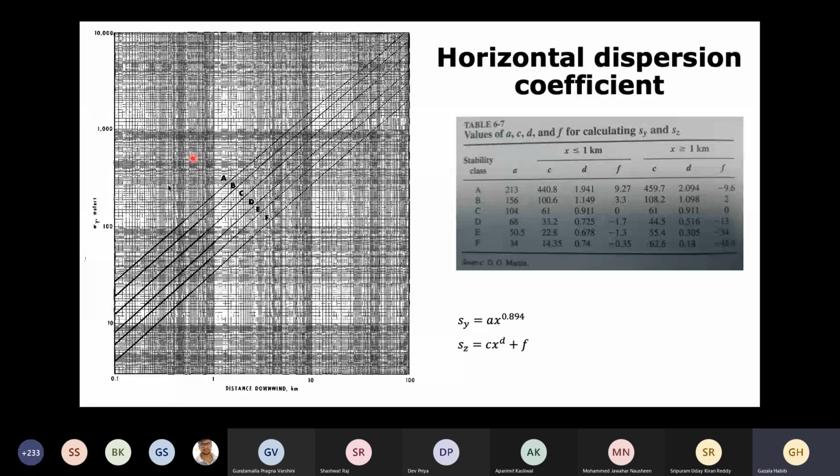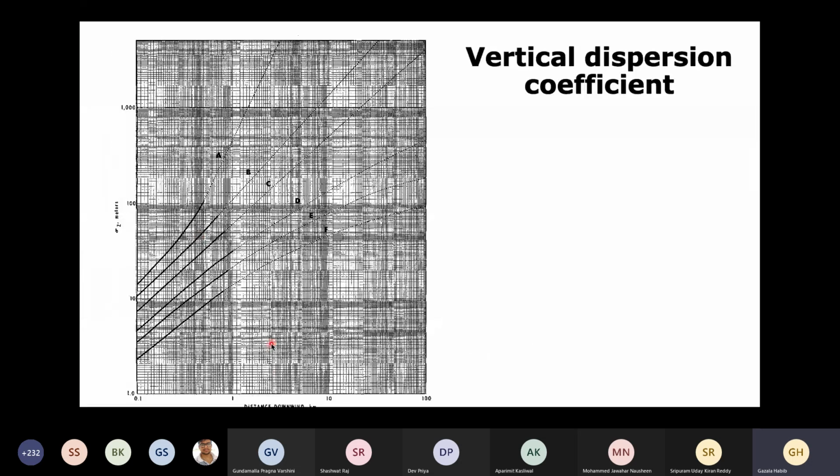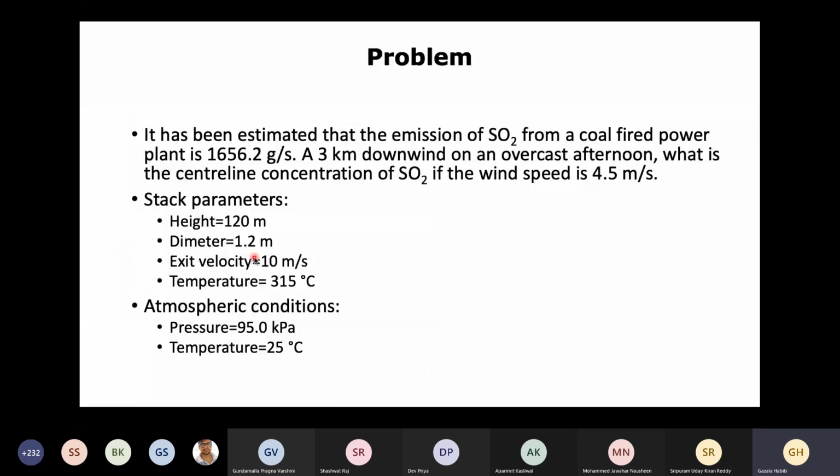However, there are two different graphs. One of them is here for horizontal. This is for SY, or sigma Y, and at any downwind distance, knowing the stability class, you can fetch the information on sigma Y using this graph. Similarly, for sigma Z also, if you know the downwind distance and stability class, you can note down the information on sigma Z.